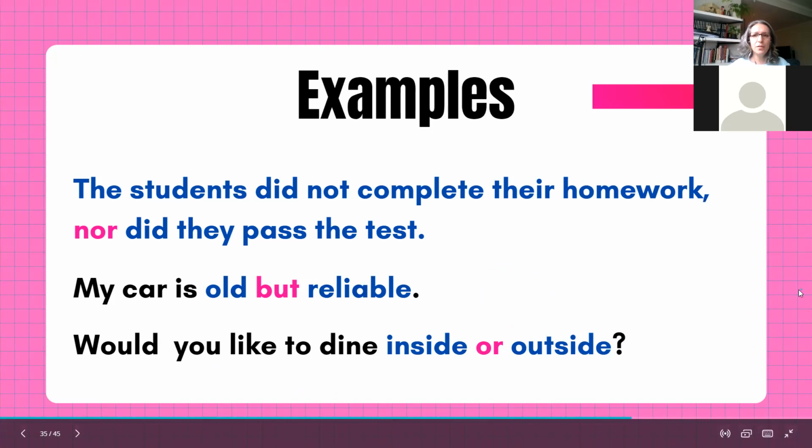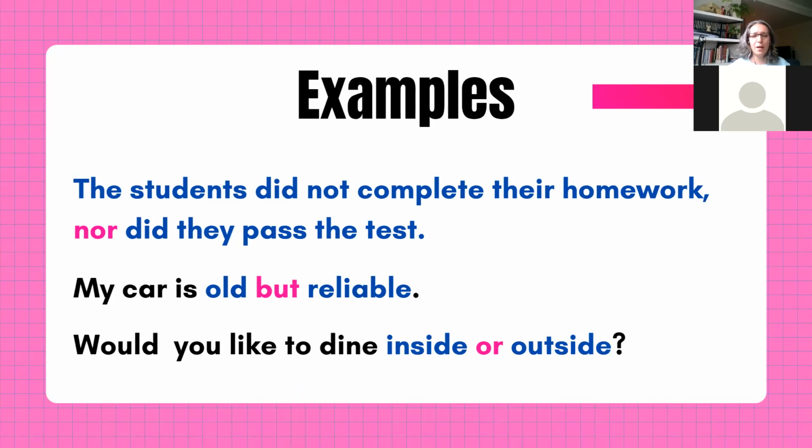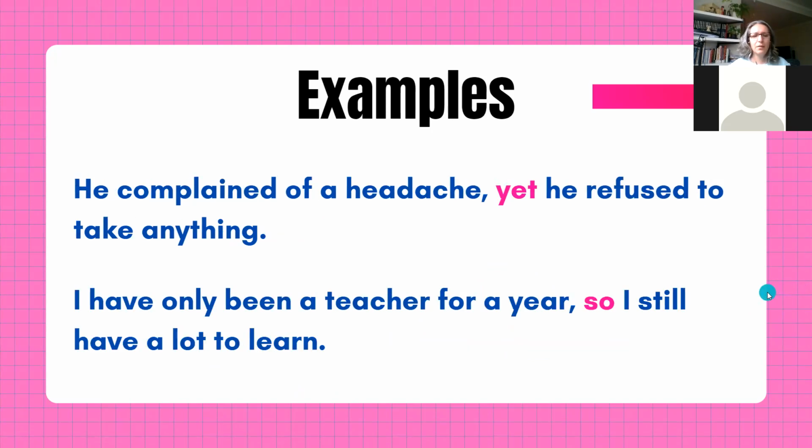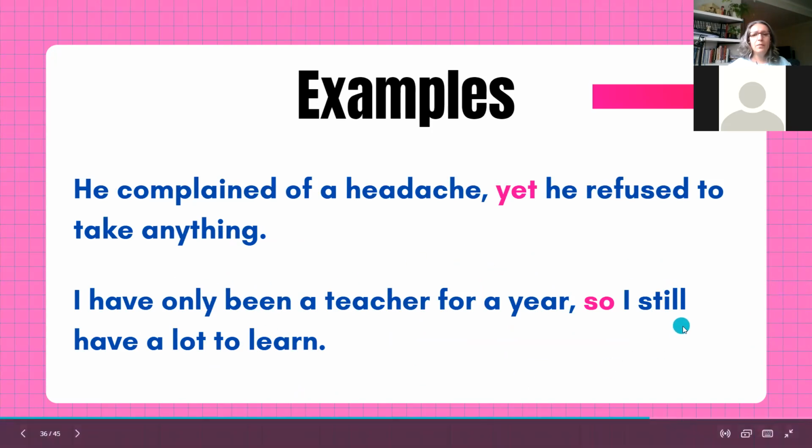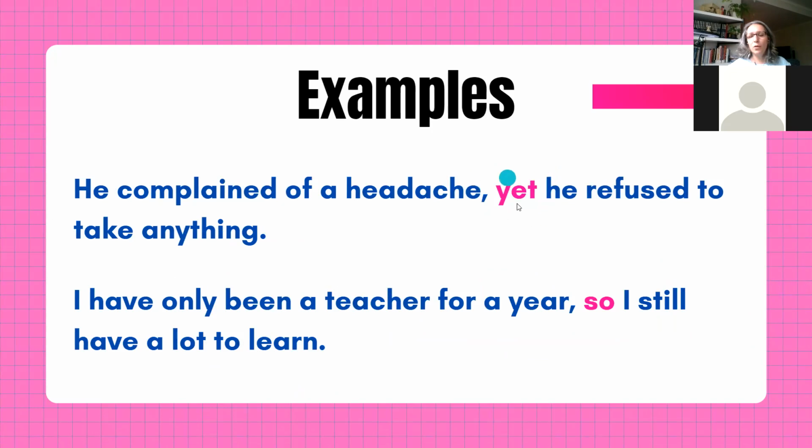I've tried to come up with different examples so that all the parts of speech are taken into account and addressed. Some of them make more sense when connecting clauses rather than just parts of speech. So here's two more examples of that. He complained of a headache, yet refused to take anything. So yet he refused to take anything, even though he complained of a headache.